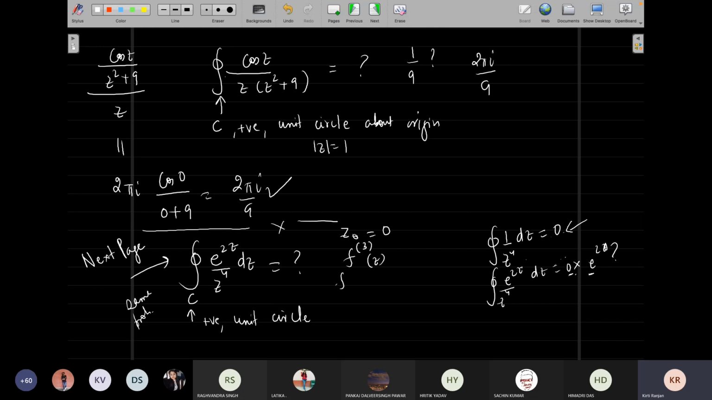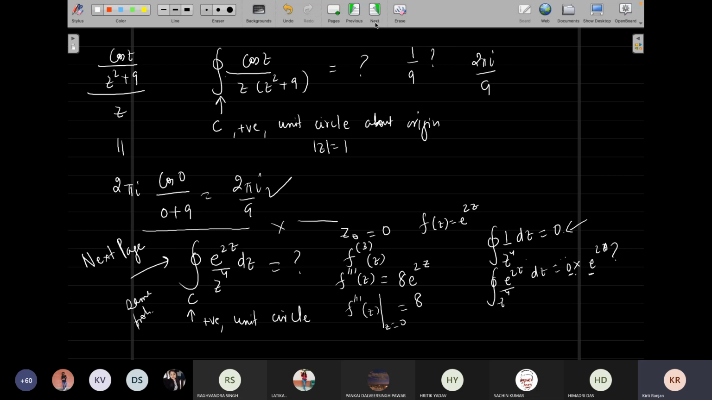For f'''(z), which means f'''(0), this you want to evaluate, right? Now, what is your function f(z)? It is e^(2z). So what is the third derivative? 8 e^(2z). What is the value of this at z equal to 0? 8. So precisely this is what you are trying to do.